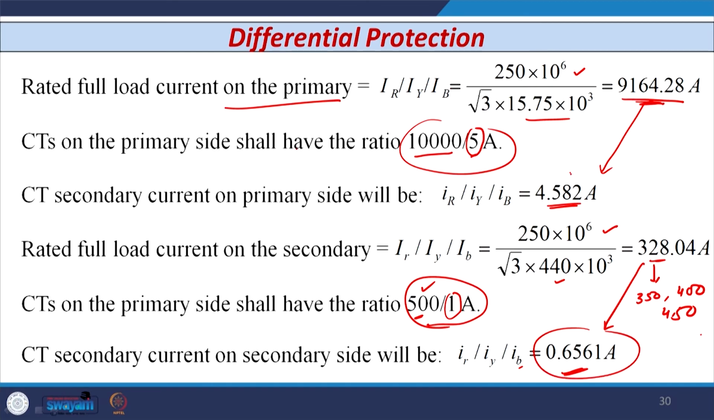Keep in mind this current and this current are not equal. You have to give these currents to the differential relay, and they must be equal in magnitude as well as phase. That is why we have to introduce the interposing current transformer.